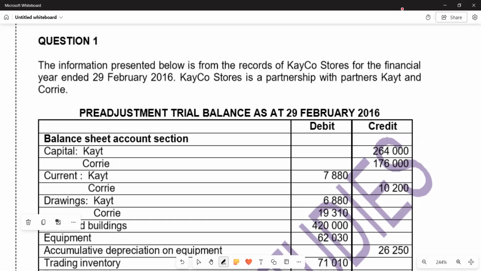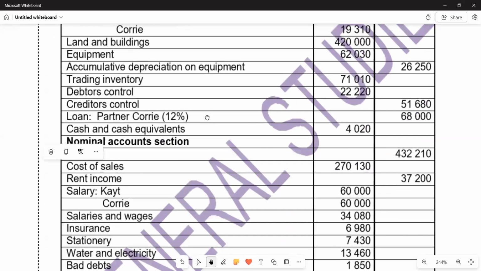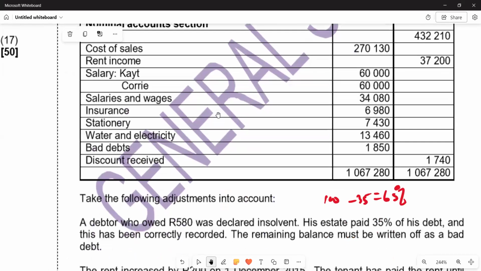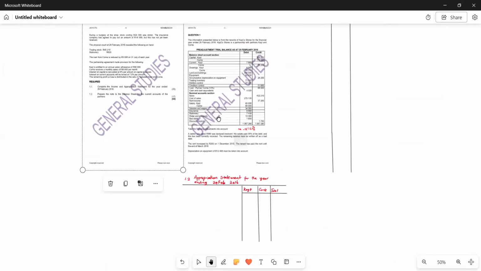So our question reads, the information presented below is from the records of K Costos for the financial year ended 29 February 2016. K Costos is a partnership with partners Kate and Corey. So given the pre-adjustment trial balance at 29 February 2016, if you go through, you would see that beneath this pre-adjustment trial balance, we have some additional information that you need to go through before you start to answer the question. So this is what we have.